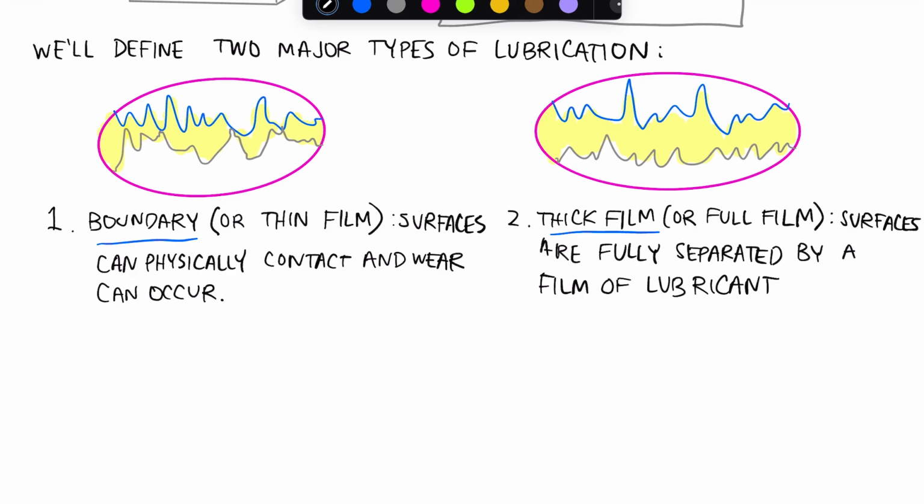Now we have some subtypes of thick film lubricant that we'll talk about. So first off, we have hydrostatic lubrication, and this is a type of lubrication that occurs when we have a continuous supply of high pressure lubricant to surfaces that are sliding against one another.